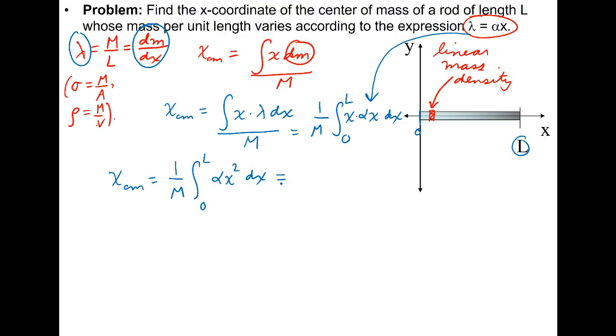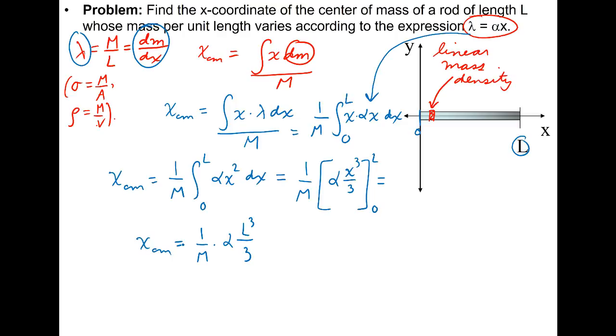Now this is a pretty simple integral to do. We have 1 over m, and then we're going to have alpha x cubed over 3 evaluated from 0 to L, which is just going to be 1 over m times alpha L cubed over 3. So that's x center of mass.